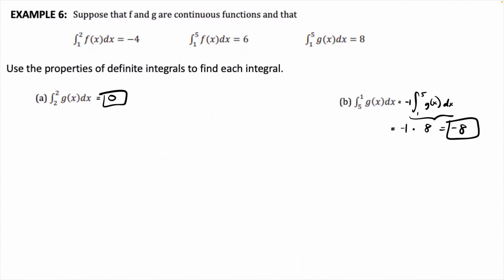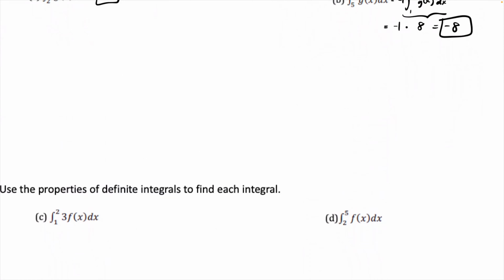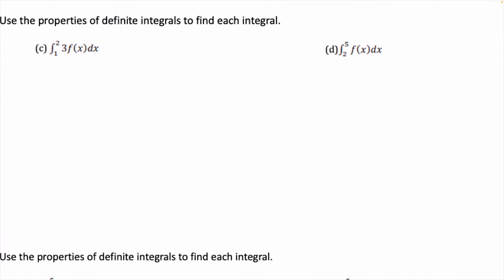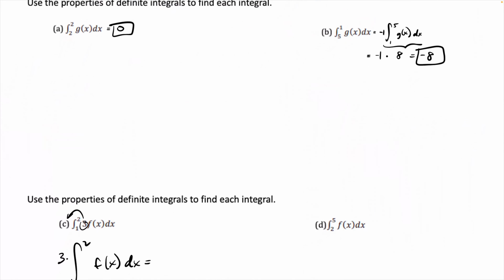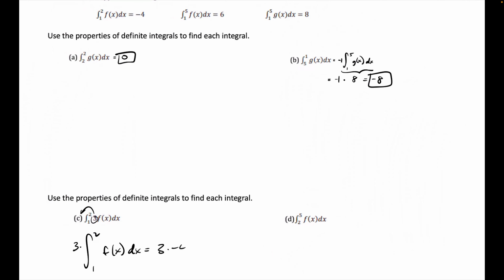6b, the bounds are flipped, so you got to put a -1. So if you get a positive answer, change it to negative. If you get a negative answer, change it to positive. So -1 times 8, -8. C, you're moving the 3 in front. So it would be 3 times -4, -12.